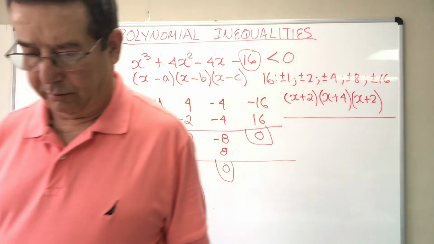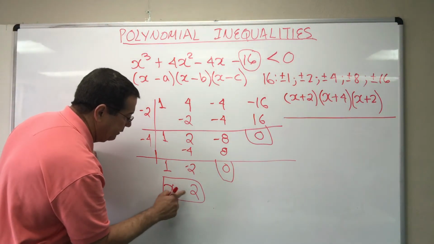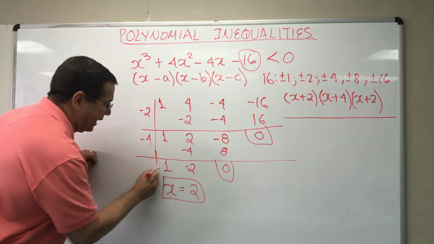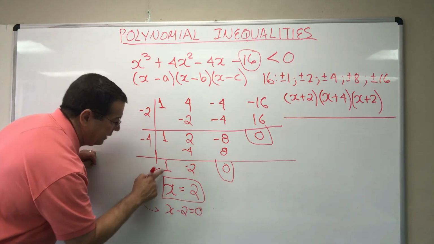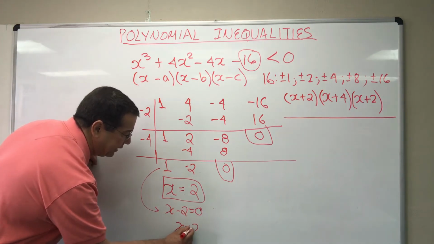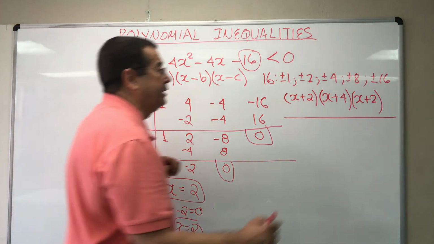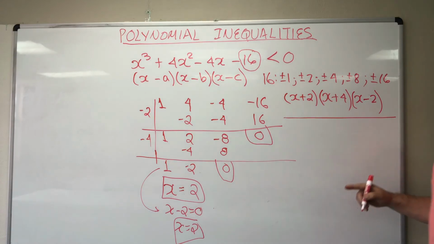Now, when you create the line here, I have here 2 positive, because the equation here is x minus 2 equals 0, and when you solve it, x equals 2. Now here is x minus 2. Then I have 3 zeros.